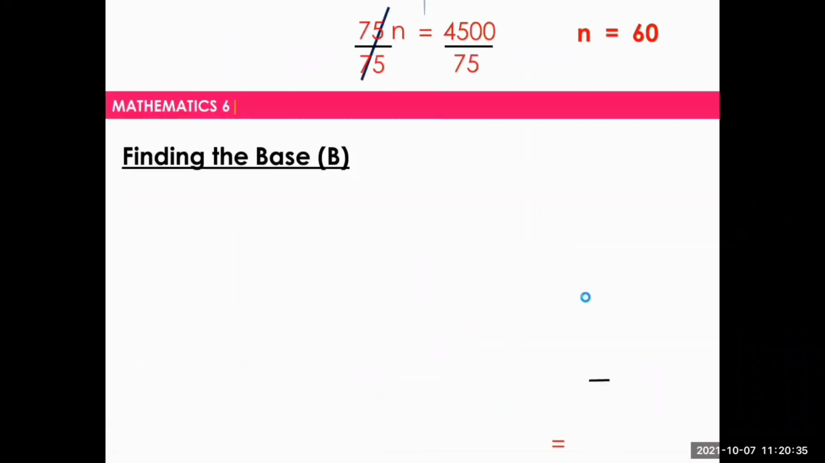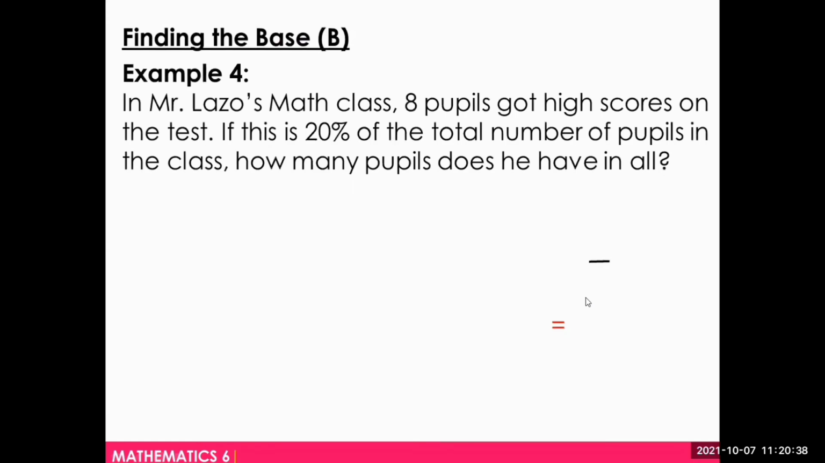Pumunta naman tayo sa base, finding the base. Example number 4. In Mr. Laz's math class, 8 pupils got high scores on the test. If this is 20% of the total number of pupils in the class, how many pupils does he have in all? So ang rate natin is 20%. Since my percent sign, isusulat muna natin siya as rate. B, unknown. So hinahanap natin ng letter B. At ang percentage natin ay 8 since mas maliit na number lamang ang 8.